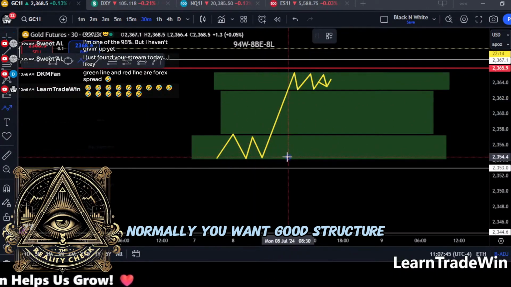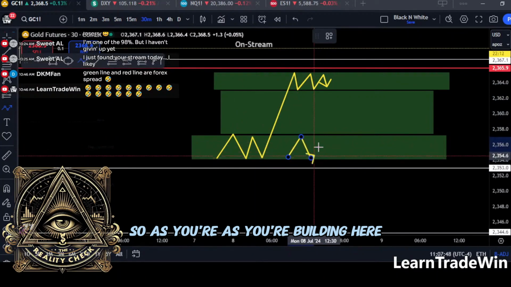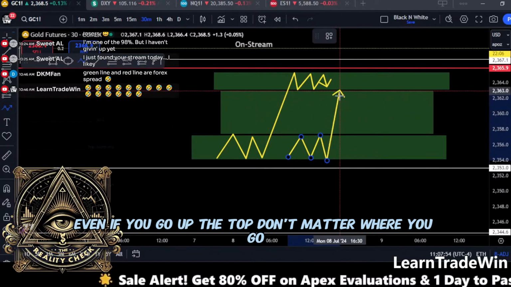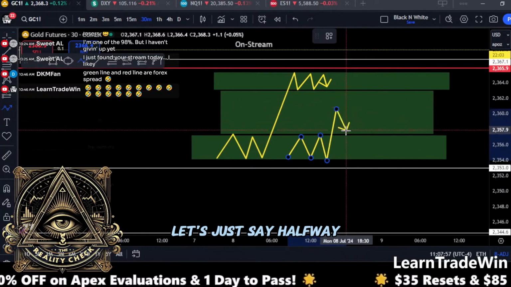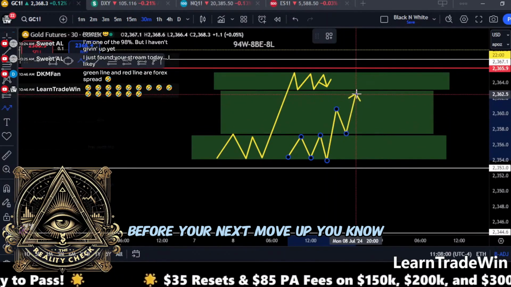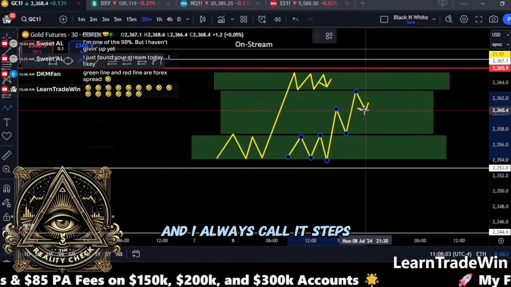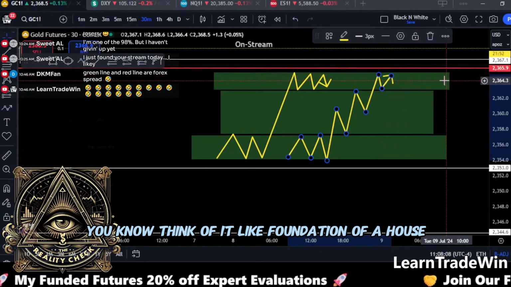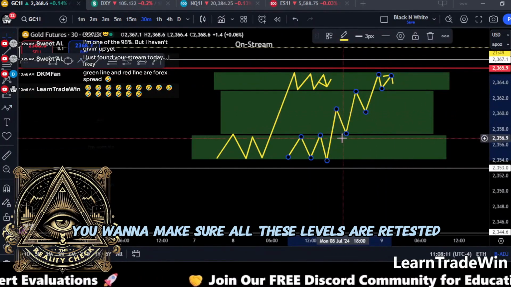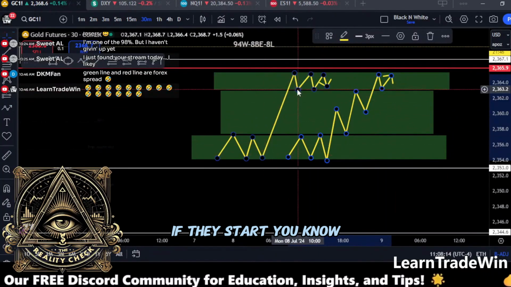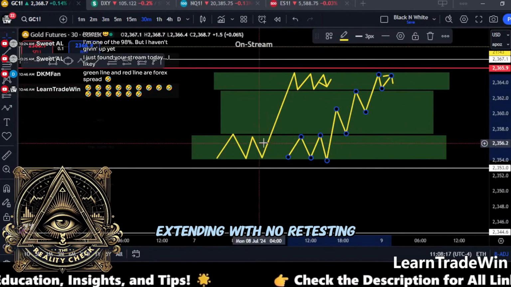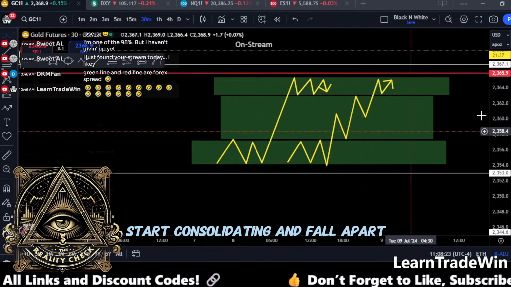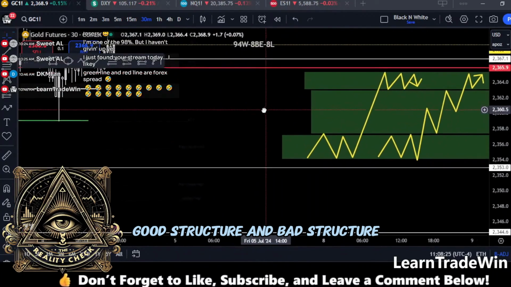Normally you want good structure. So as you're building here, you want to break through here, right? Even if you go up the top, don't matter where you go. Let's just say halfway. You want to retest this structure before your next move up. And I always call it steps. You want to retest this before moving. Think of it like the foundation of a house. You want to make sure all these levels are retested. If they start extending with no retesting, that's normally when price will get up here, start consolidating and fall apart. And that's the difference between good structure and bad structure.